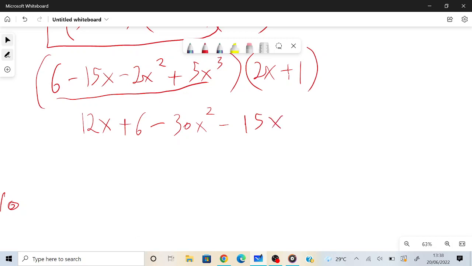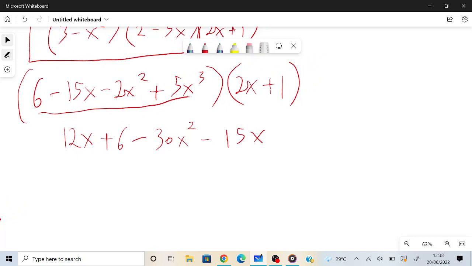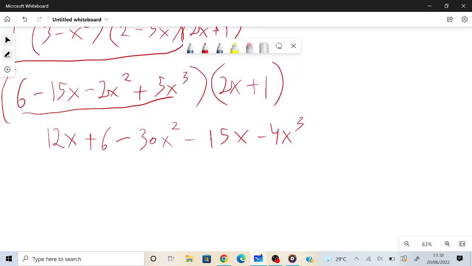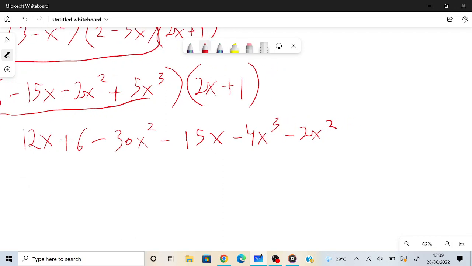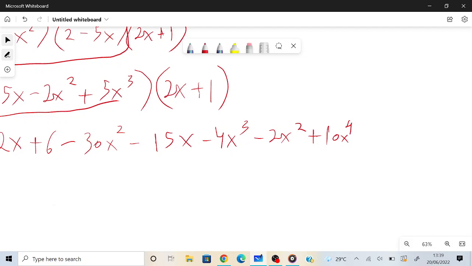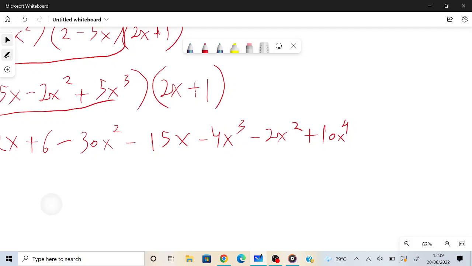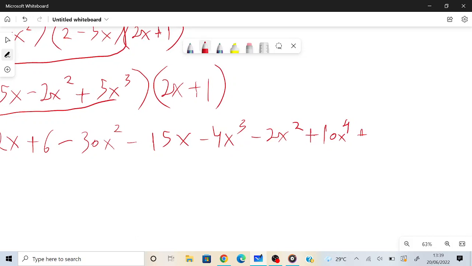Minus 2x squared into 2x gives you minus 4x cubed. Minus 2x squared into 1 gives you minus 2x squared. 5x cubed into 2x gives you 10x to the power of 4, because you have x cubed and x. And then 5x cubed into 1 would give you plus 5x cubed.